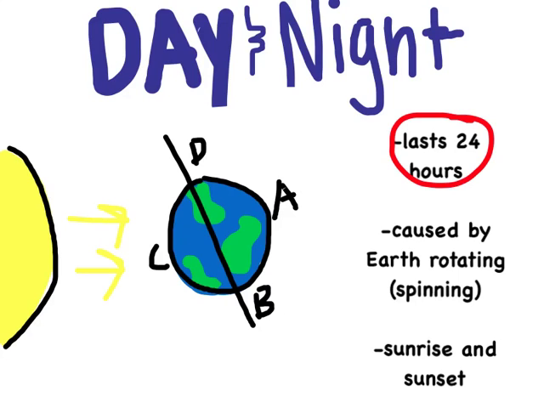We are very familiar with this cycle. We wake up, we have day, we go to bed, we have night, we wake up, and then we have day again. So that cycle lasts 24 hours. It is caused by the Earth's rotation. Remember, all rotation means is that the Earth is spinning, and it's spinning on its axis.